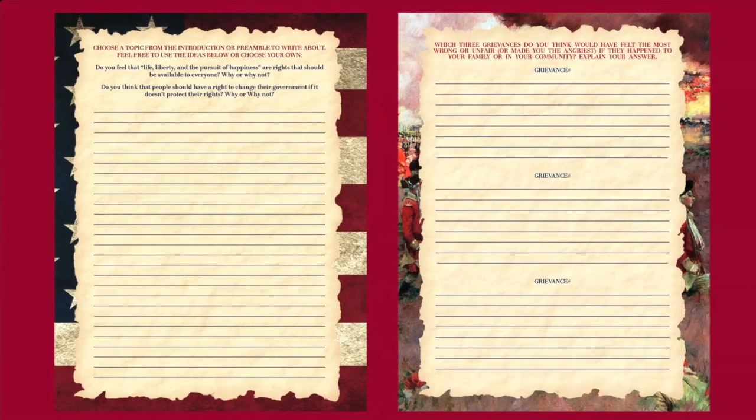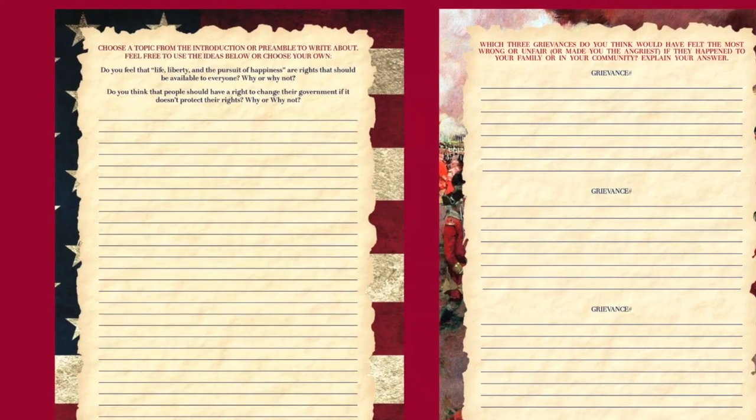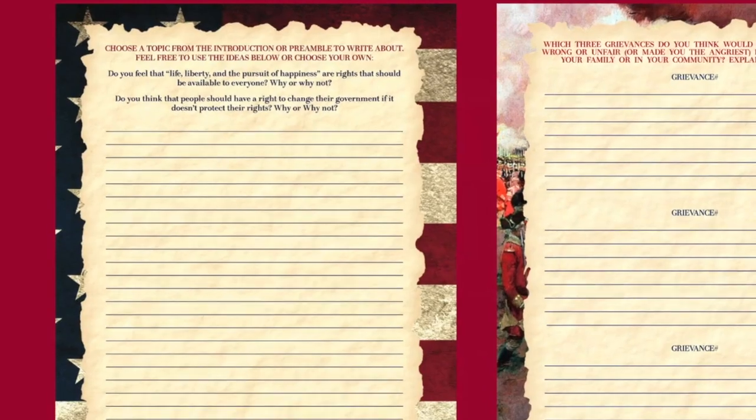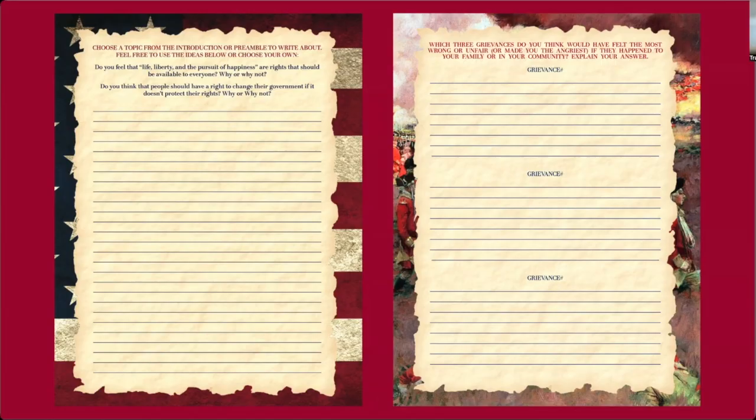For example, do you feel that life, liberty, and the pursuit of happiness are rights that should be available to everyone? Why or why not? And at this point, you may actually want to discuss different countries in the world that may or may not give their citizens the same rights as those in the United States. And just use that as a starting point for a discussion. That's where the learning really happens.